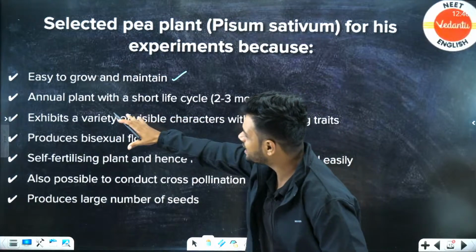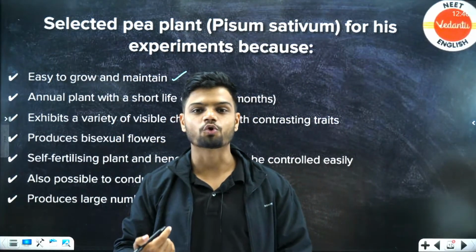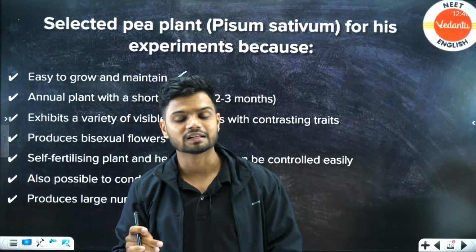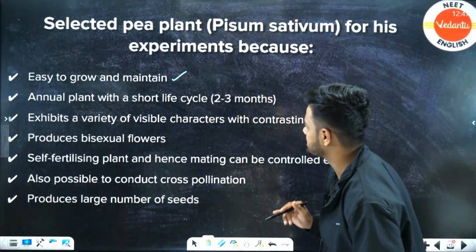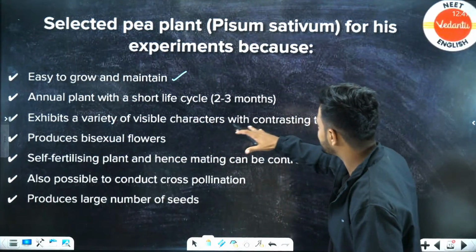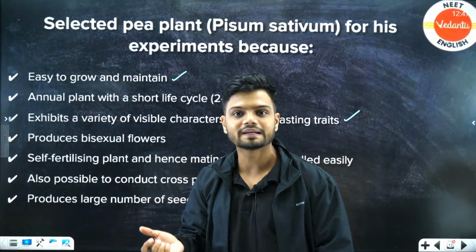Yes. It's an annual plant. What is the meaning of annual plant? Its life cycle gets over in only 1 year. What is biennial? 2 years. Perennial? Many years. Now, it exhibits a variety of visible characters with contrasting traits. Yes, 7 characters, 14 traits.